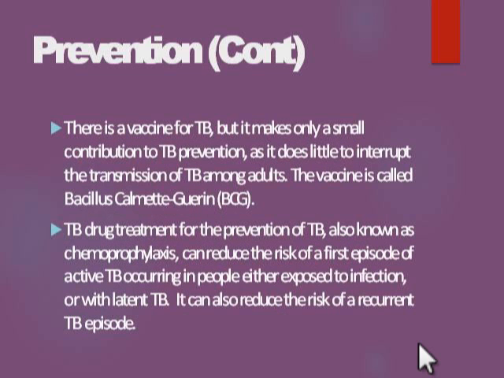There is a vaccine for TB, but it contributes a small portion to the prevention of TB, and it does little to interrupt the transmission of TB among adults. The vaccine is called Bacillus Calmette-Guérin, so BCG, and we've basically all had the vaccine for TB, but you can still get it from an adult or someone who actually has the TB bacteria.